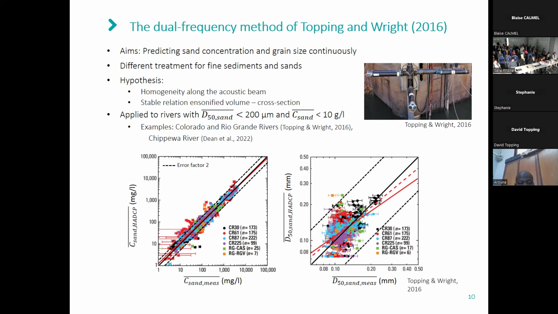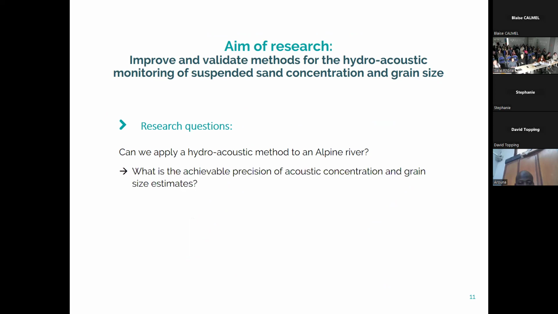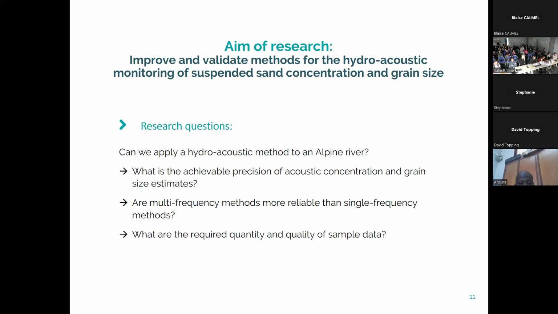However, this method has rarely been applied in other contexts, or in rivers with higher grain sizes. The aim of my research is now to improve and as well to validate hydro-acoustic methods for the monitoring of suspended sand concentration and grain size. Here in my presentation, I will focus on how and if we can apply a hydro-acoustic method to an alpine river. I separated this into 3 main research questions. First, what is the achievable precision of the acoustic concentration and grain size estimates? Second, are multi-frequency methods more reliable than single-frequency methods? And third, what are the required quantity and quality of the sample data?